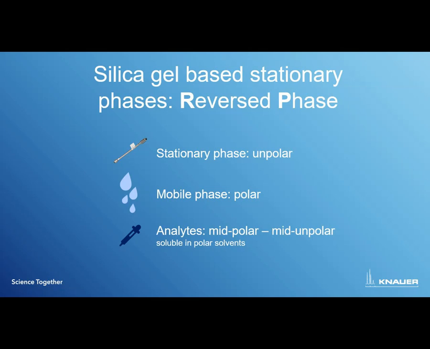So you have to get a difference between the stationary phase and the mobile phase to take the advantage of a reversed phase separation. And typically analytes that you can analyze in this mode are some kind of mid-polar to mid-unpolar analytes. They have to be soluble in the typically used polar solvents. So a really often used solvent is water mixed with an organic content, for example, acetonitrile or methanol. And your analytes have to be soluble in that, of course. Otherwise, you can't use this mode.